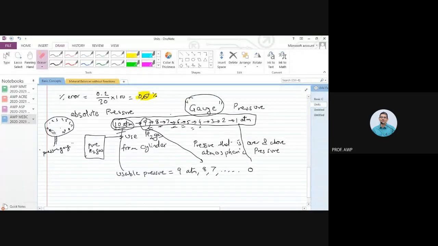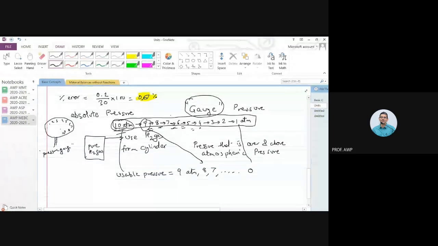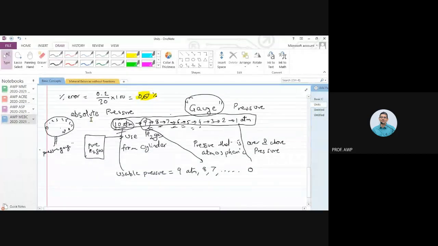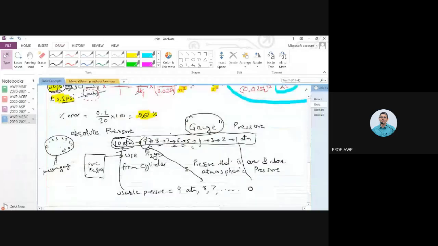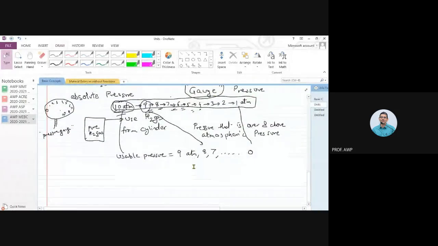So most of the time we talk not about the absolute pressure, but about gauge pressure. What is the pressure over and above the atmospheric pressure?